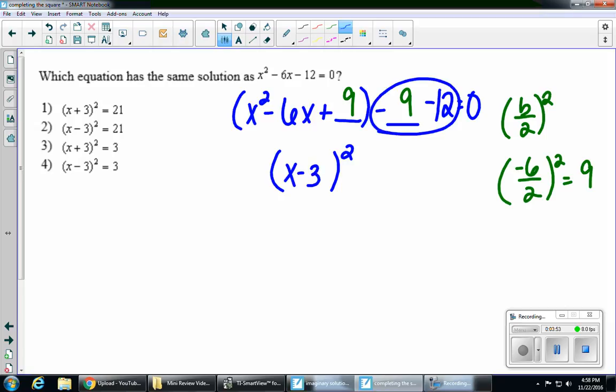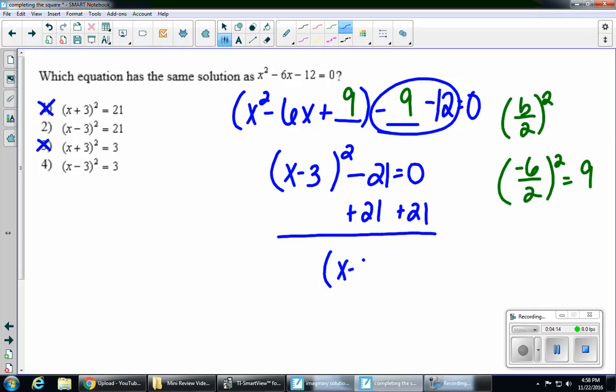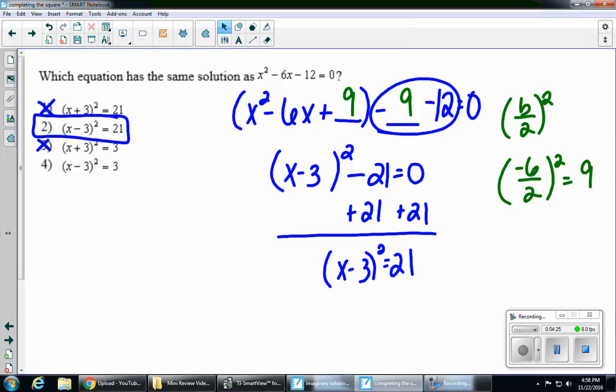And then what I'm going to do is combine my two outside pieces. Minus 9 minus 12 gives me minus 21. If I take a look, I don't have an answer choice that matches, but I can get rid of choices 1 and 3 because they both have x plus 3 squared. And now all I'm going to do is add 21 to both sides. x minus 3 squared equals 21, and there is answer choice 2. So they didn't want you to finish solving. You could, but because it was multiple choice, I knew I had to stop. But if they wanted you to solve, you would square root both sides and then continue from there.